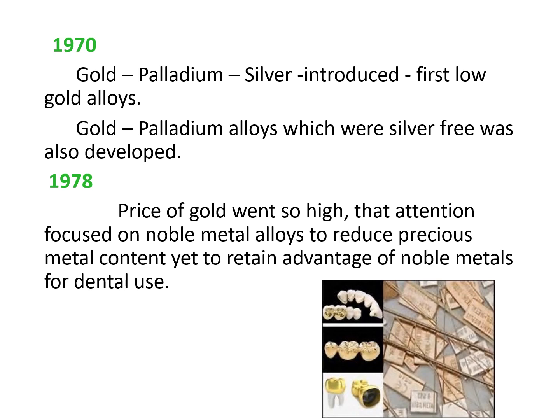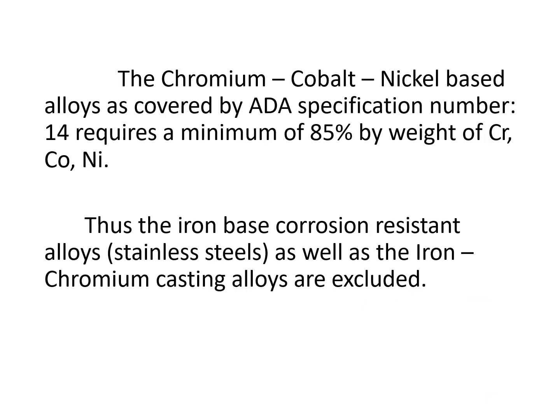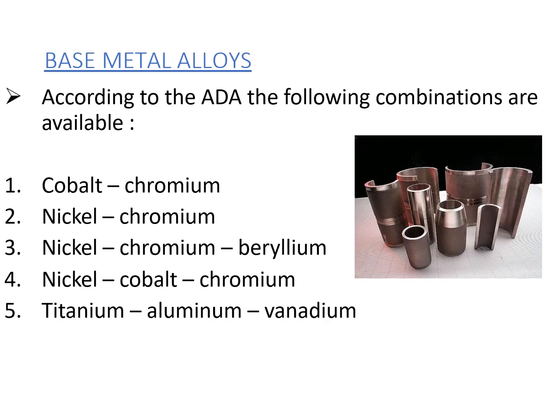In 1978, the price of gold went so high that attention focused on noble metal alloys to reduce precious metal content, yet to retain the advantage of noble metals for dental use. The chromium, cobalt, nickel-based alloys, as covered by ADA number 14, require a minimum of 85% weight of chromium, cobalt, and nickel. So the iron-based corrosion-resistant alloys as well as the iron-chromium casting alloys were excluded.